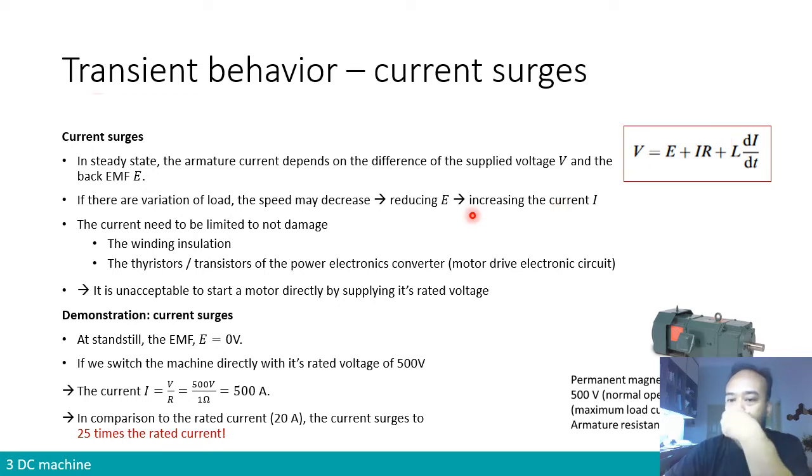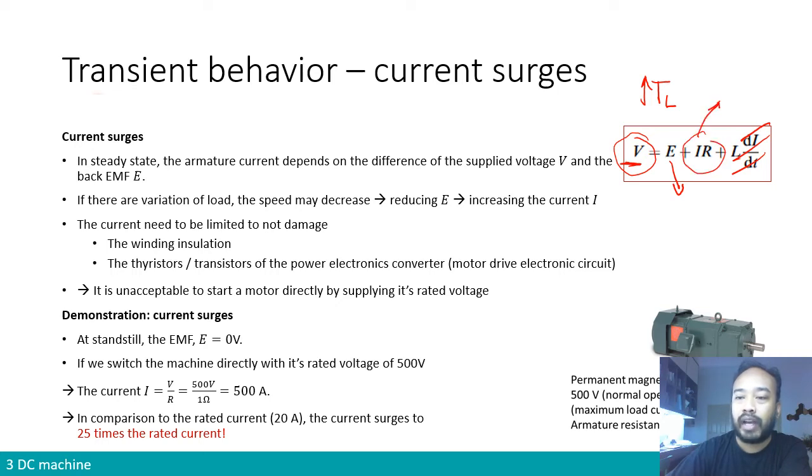So back to the discussion, when we hold the machine, when we increase the load, what will happen is E decreasing, because the speed decreased, therefore the current will rise, right? The current will rise. Note what happened over here, so we are neglecting L di/dt. If we add a certain load torque, E will decrease. V is maintained constant, it's your supply voltage. If E is decreasing, to maintain the equation at a constant V, the product of IR needs to be increased.